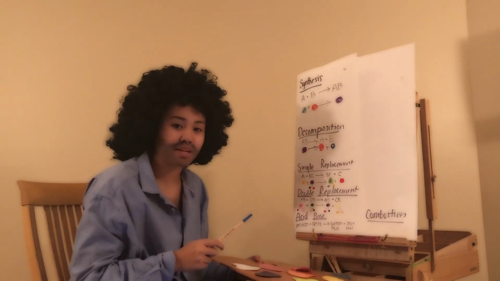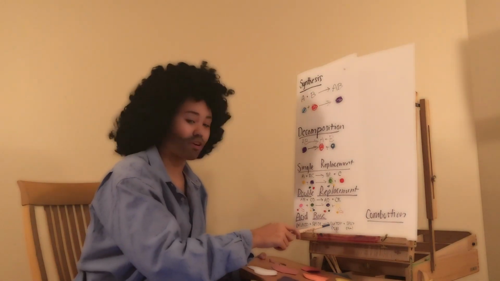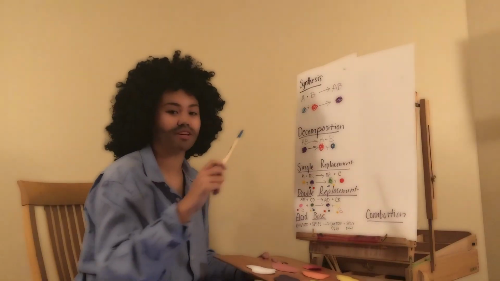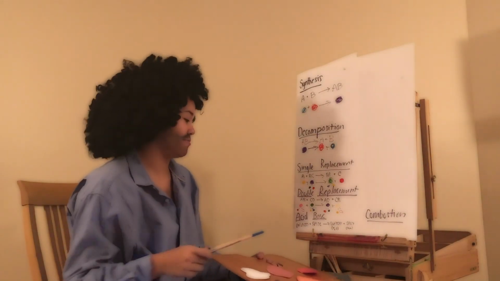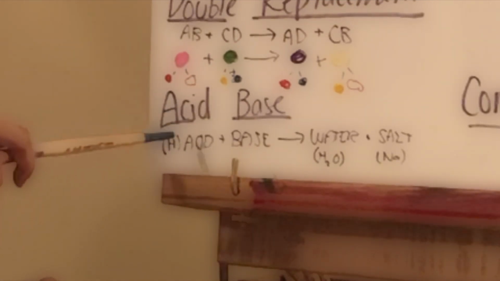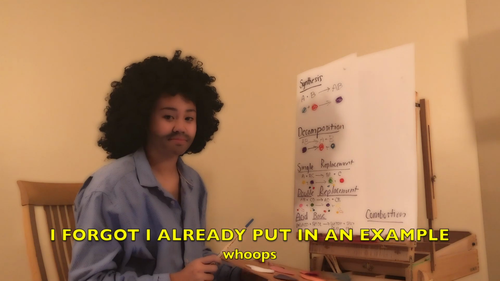Now we have an acid-base neutralization reaction. To identify this one, you're going to want to look on the product side for water, H2O, and a salt, something with a nice little sodium in it. Its reactants are always an acid, which has this nice little hydrogen in it, and a base. Here's a quick example for you.